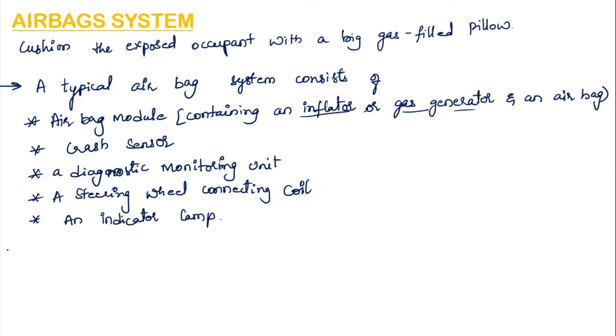So all these components are interconnected by a wiring harness and powered by the vehicle's battery. So this airbag module, the crash sensor, the diagnostic monitoring unit, steering wheel connecting coil, and indicator lamp are all connected to each other by wiring harnesses, and they are powered, that is, they are given energy or power by the vehicle's battery.